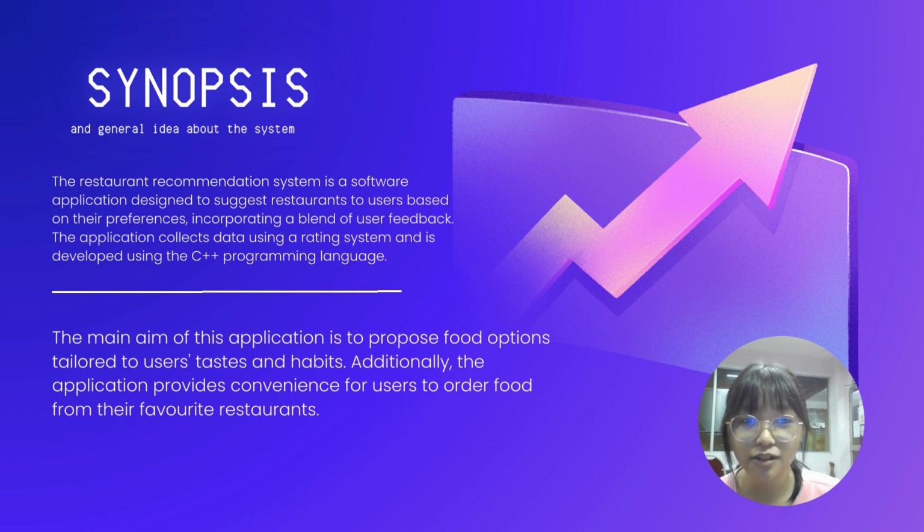The synopsis of and general idea about the system: the restaurant recommendation system is a software application designed to suggest restaurants to users based on their preferences, incorporating a blend of user feedback. The application collects data using a rating system and is developed using the C++ programming language. The main aim of this application is to propose food options tailored to users' tastes and habits. Additionally, the application provides convenience for users to order food from their favorite restaurant.